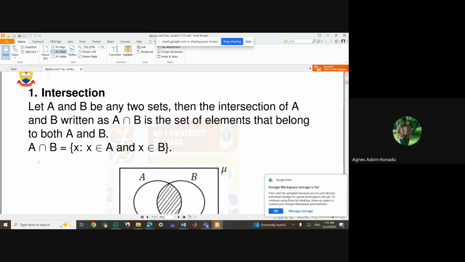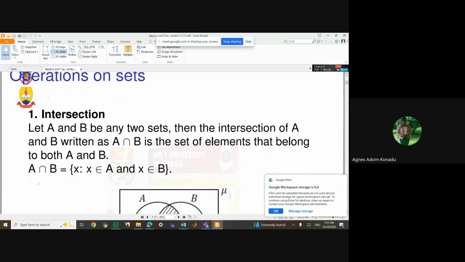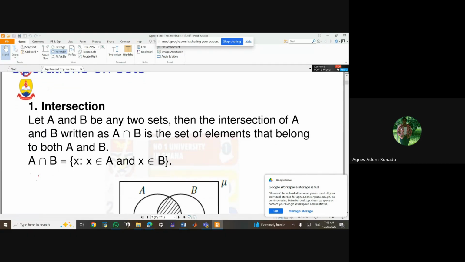Then, so we have looked at some definitions. Now I want to look at operations on sets. So now you know what a union set is, universal set, equal sets, equivalent sets, unit sets, empty sets, and others. We want to look at operations on sets.